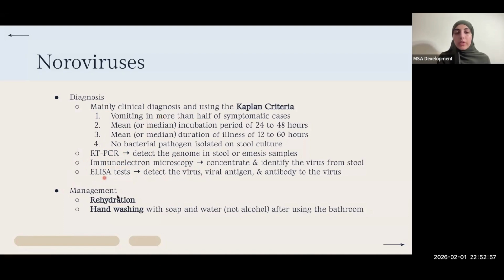How do you manage norovirus? Rehydration is key. It's very important, okay? And you also want to prevent the infection by hand washing, specifically with soap and water, not alcohol. Remember we said that the virus is very strong and very stable and it's resistant to alcohol, okay? But you can use soap and water to get rid of the virus. So, hand washing in norovirus by soap and water, not alcohol sanitizer, okay?